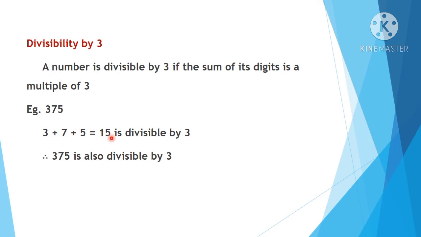So you check for any number. Maybe you take a 4-digit number and you add the digits and you will get one answer. Divide that answer by 3. If you are getting the remainder as 0, then we can say that number is divisible by 3. So today what are the rules we have seen? Divisibility by 10, divisibility by 5, divisibility by 2 and finally 3. The remaining divisibility rules we will see in the next session, children.